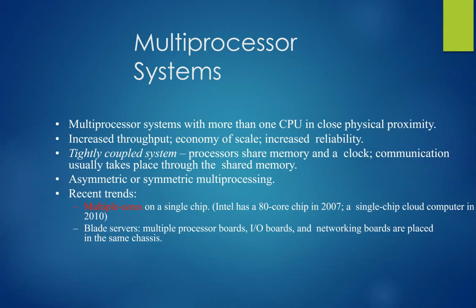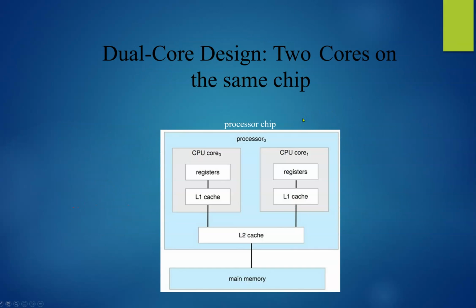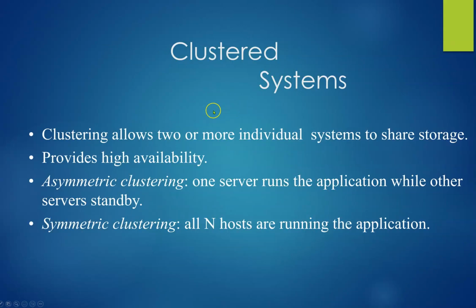Another server is a blade server, which has multiple processor boards, networks, etc., placed in the same chassis. They're basically individual computers placed in a bigger box. So, two cores on the same chip. Here we've got a processor chip. It has its own registers, its own L1 cache, etc., and then there's a level 2 cache that is shared amongst the various processors. Could be more too, and they talk to main memory.